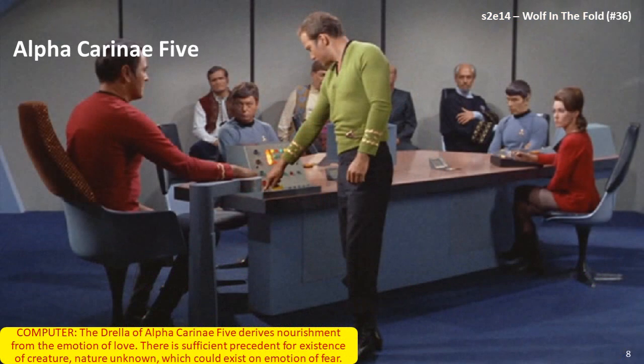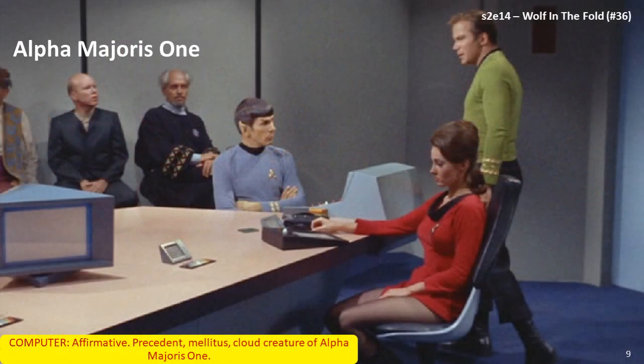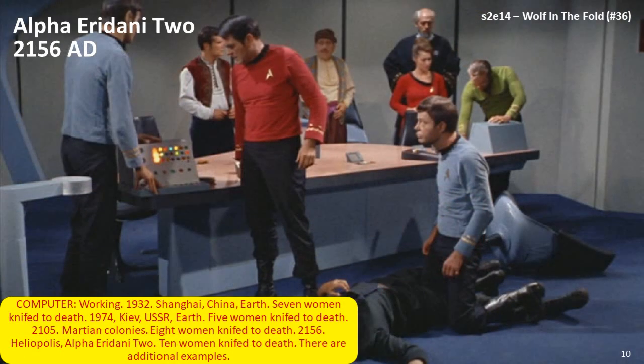Another planet is mentioned in this episode, in this case Alpha Carina 5. This is likely an alien planet. Another planet is mentioned, in this case Alpha Majoris 1. A third planet is mentioned, in this case Alpha Iridanti 2, which is a human planet. Rejak murders 10 women on this planet in 2156, so it must be reasonably developed.